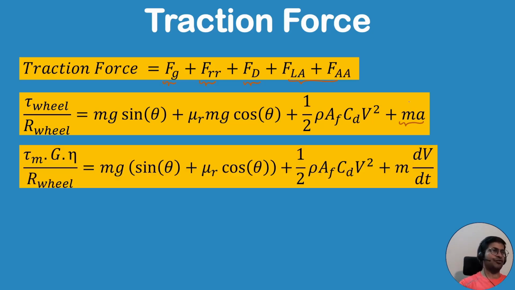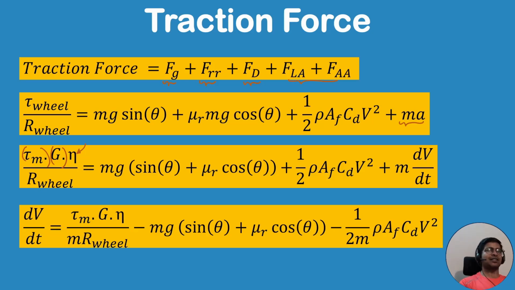So let's go forward. Instead of writing the wheel torque, I wrote it in terms of the motor torque multiplied by the gear ratio, and then the gear also has some sort of efficiency, and hence I have multiplied by the gear efficiency here. The denominator remains the same, and everything else remains the same except the end, where I have replaced this acceleration with the rate of change of speed of the vehicle, which is dv upon dt.